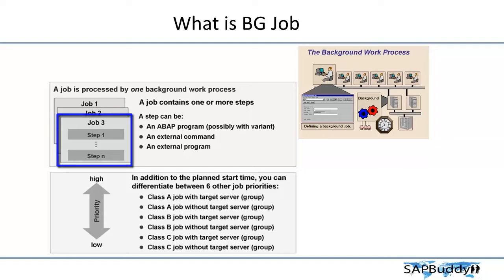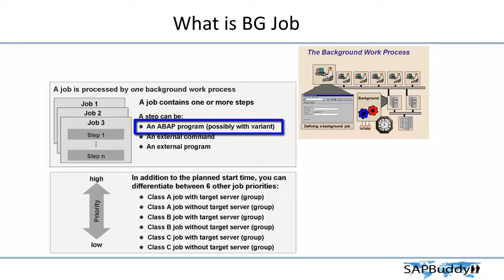That means different programs, or it can be the same program with different input. Okay, this can be generated. So one specific background job can have multiple steps. Okay, this is very important. And likewise, multiple background jobs can be executed simultaneously based on the background work processes you have in your SAP system.